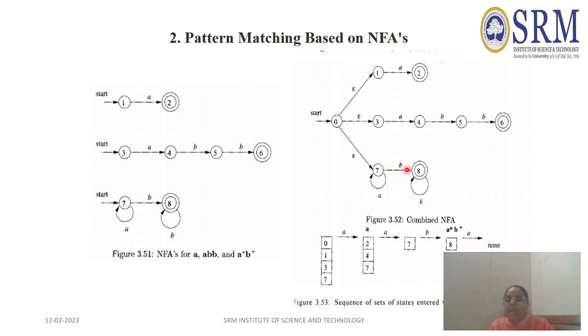So when I reach here, the next element that I could take is only B, not A. But I am expecting A, but I could reach only B. So this BA cannot be generated by this NFA diagram. Clear? So this input is the sequence of set of states entered when processing the input BA, which cannot be generated at all. So for this NFA diagram, we are going to have a DFA diagram.